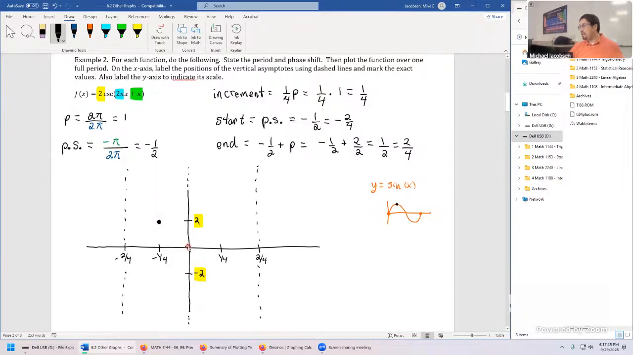Then when we go to here, that's at this point. That's why there's a vertical asymptote. When we go to 1/4, that's this point. So we're at that highest point here between the asymptotes. And then over here, that's just the vertical asymptote coming from the sine wave.